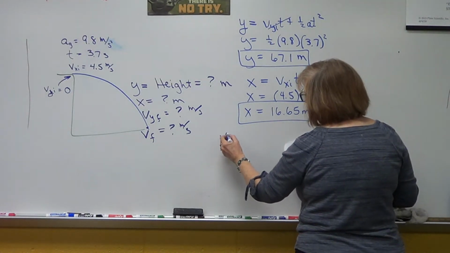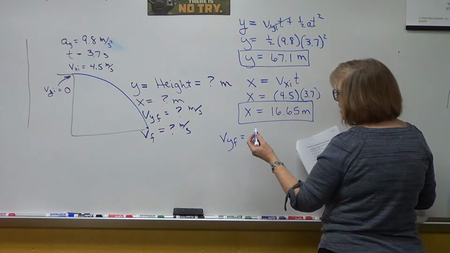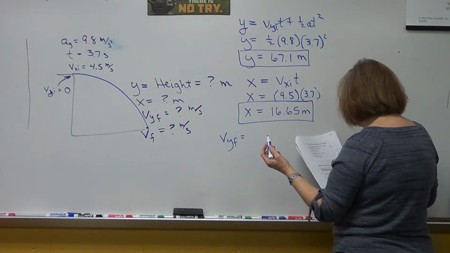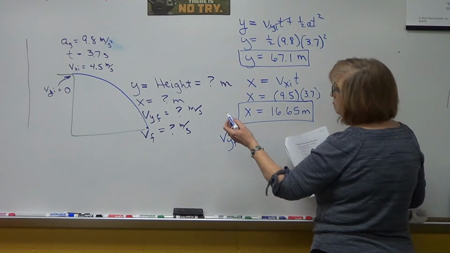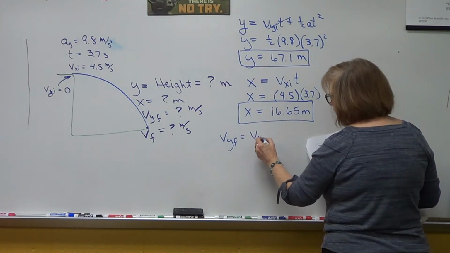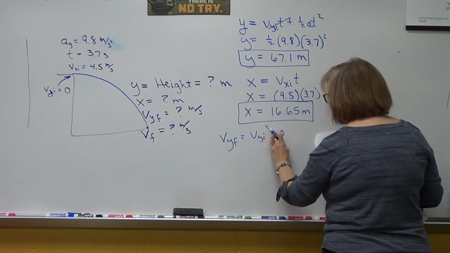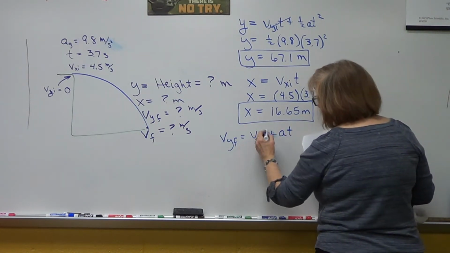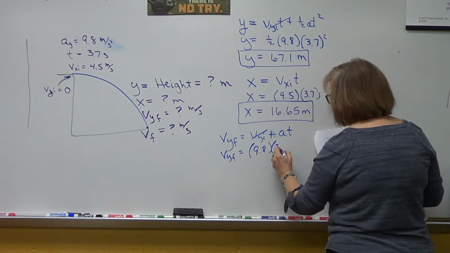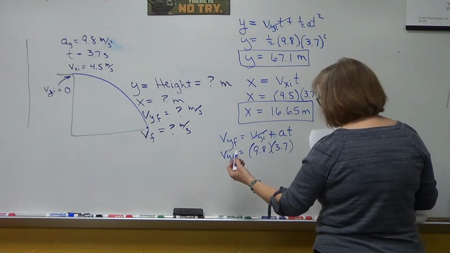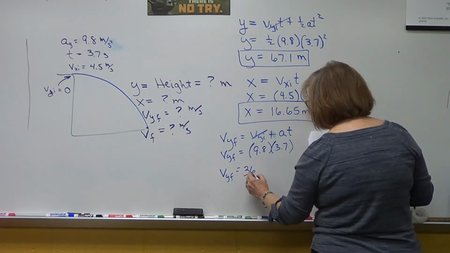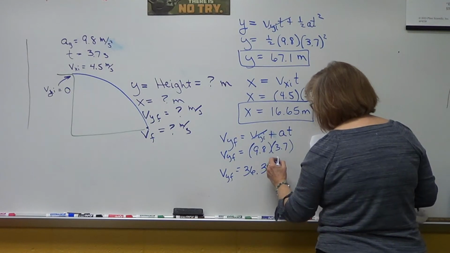So our VYF is going to be the easiest one. There's several we could use. The easiest one is really just doing VYI plus at, but of course VYI is 0. So plus at, and that falls out. VYF equals 9.8 times our time of 3.7. Well, that's 10, so it's around 37. It's slightly less. It's 36.3. Okay.